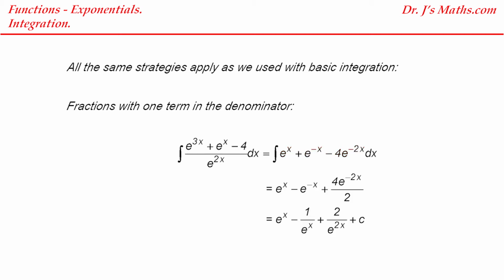Integrate each of those terms separately. We have e to the x minus e to the minus x, because we're dividing by minus 1, plus 4e to the minus 2x divided by the derivative, which is minus 2, and consequently that changes the minus to a plus. Tidy up: e to the x minus 1 over e to the x plus 2 over e to the 2x plus the location constant.